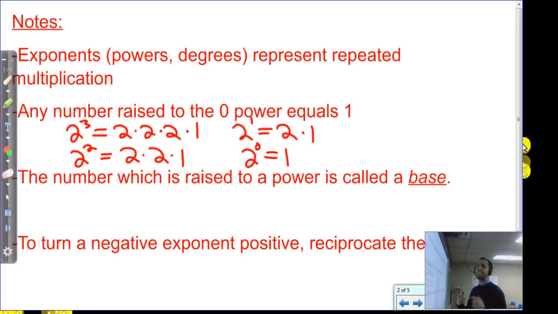So 2 to the 0 tells us we're not multiplying any 2's together, but we can kind of imagine that that 1 is still there. That's how I think of it. The most important part is just that you remember any number raised to the 0 power equals 1.